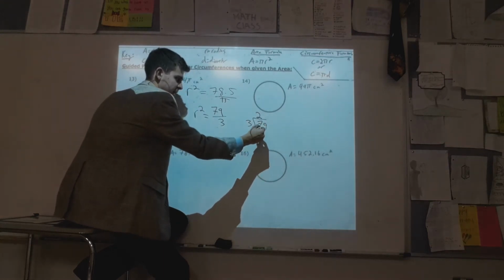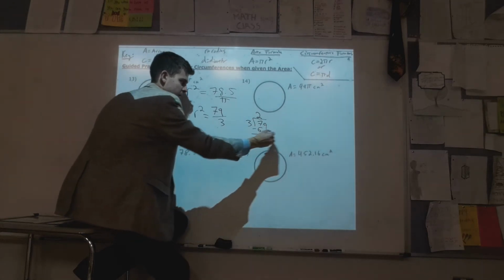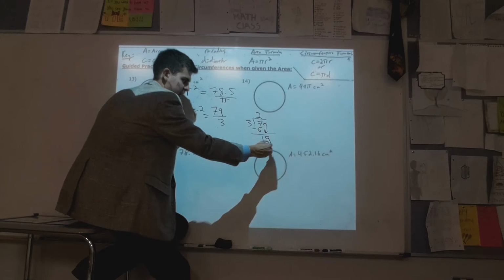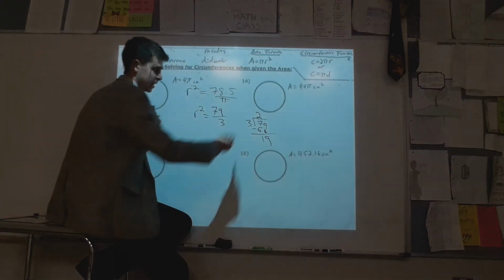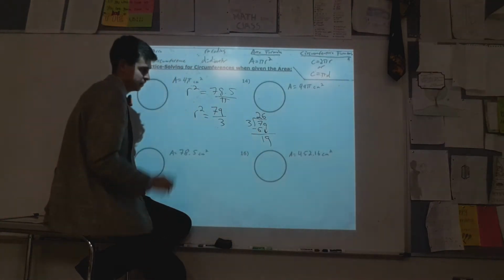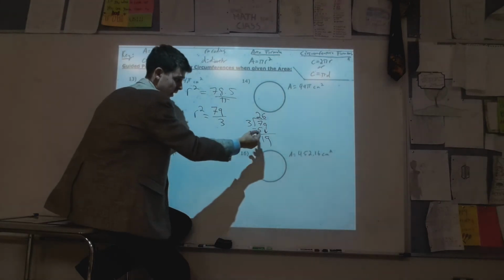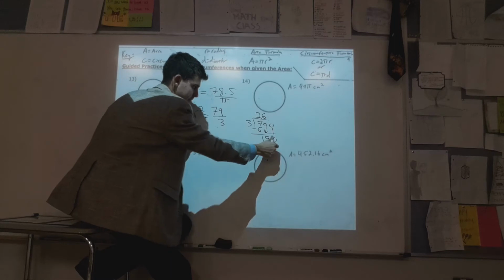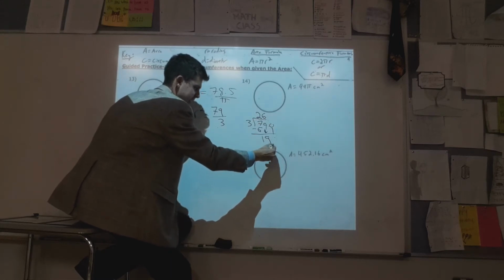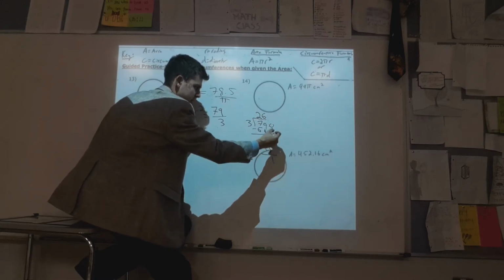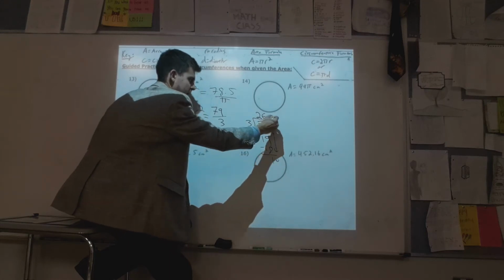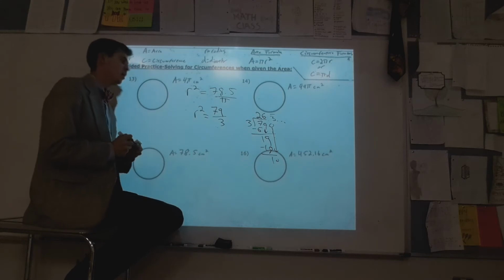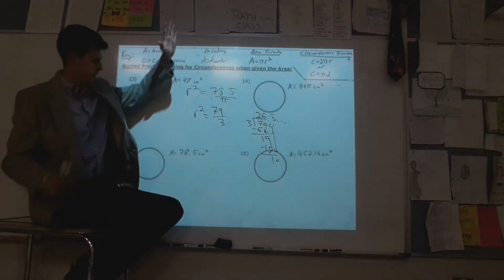3 times 2 is 6. 7 minus 6 is 1. Bring down the 9. 3 goes into 19 six times. Oops, sorry, 3 times 6 is 18. Minus, 1. Bring down the 0. It's going to be 26.3 repeated. Okay. Let's take a break for a second.